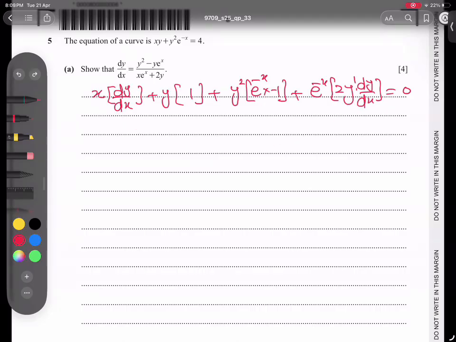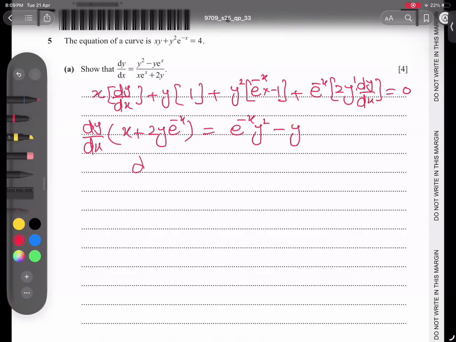We have to make them on one side. So first of all, I'm going to take dy over dx common out. I get x from here and I get 2y e to the power negative x. So this is common. And these two values I'm bringing to the other side, so this negative will become positive. I'm getting e to the power negative x into y squared, and this minus 1 becomes positive, and minus y.